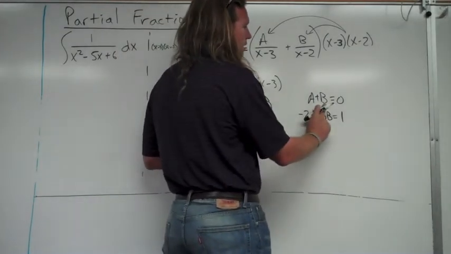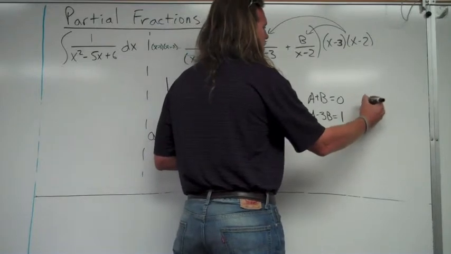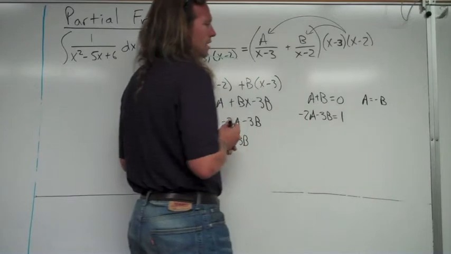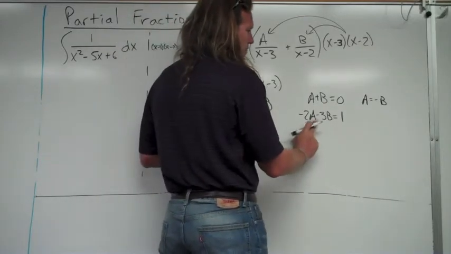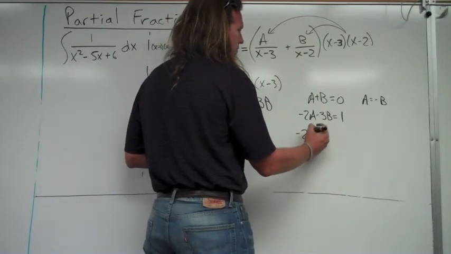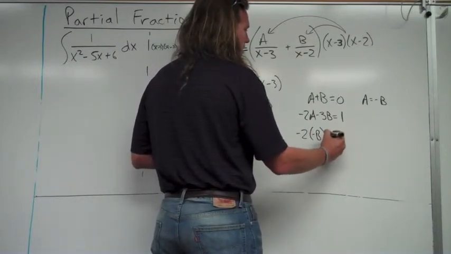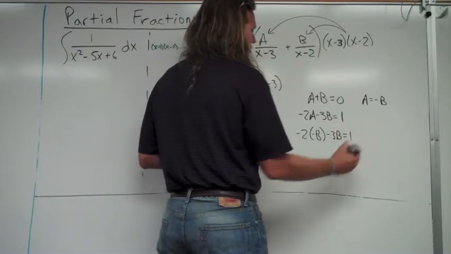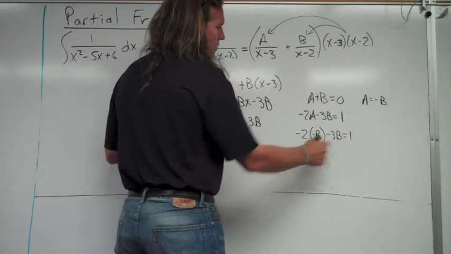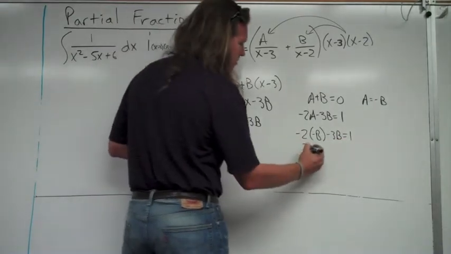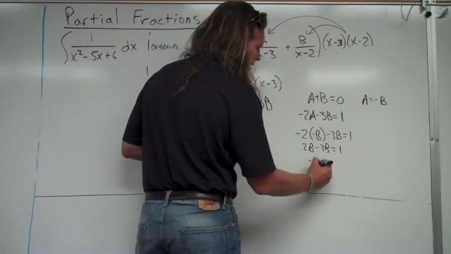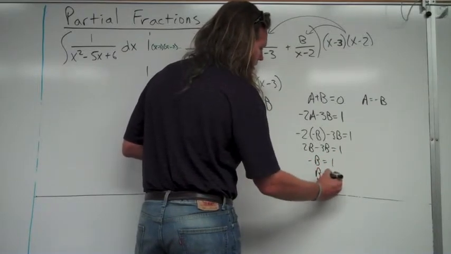So in this top equation right here, I'll subtract b from both sides. And if I do that, I'll get a is equal to negative b. So again, I just brought the b over the other side by subtracting. So I'll substitute that negative b in where I see a. So I'll have negative 2 times negative b minus 3b equals 1. I substituted that into a in this equation here. Now I'm just going to simplify this out and solve for b. So I get 2b minus 3b equals 1. Negative b is equal to 1, so that means that b is equal to negative 1.